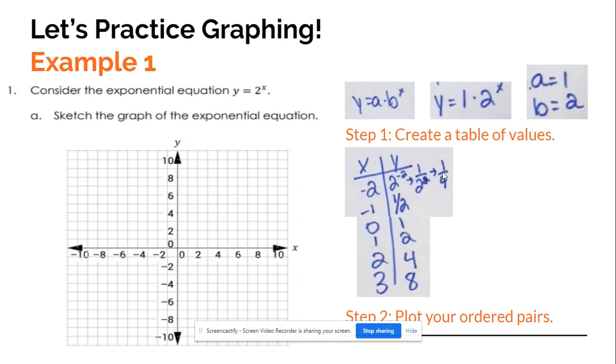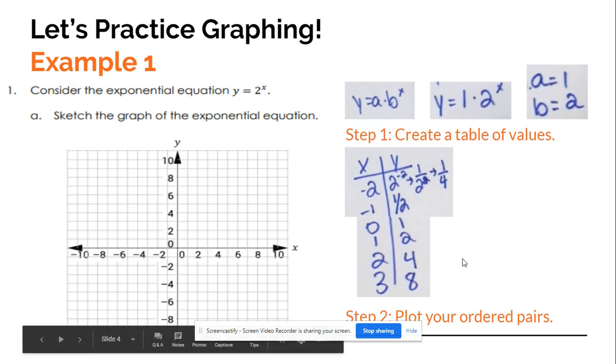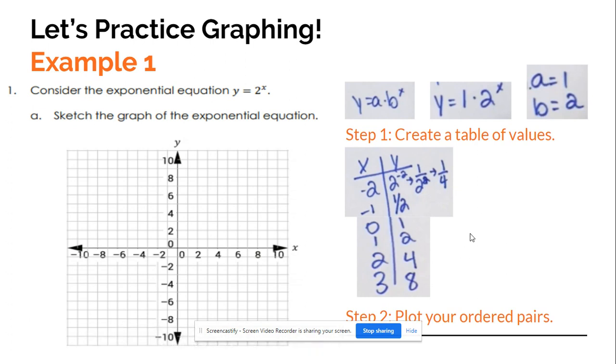So I could take 1/4 times 2, and that gives me 1/2. 1/2 times 2 gives me 1. 1 times 2 is 2. 2 times 2 is 4. 4 times 2 is 8. So you can either substitute and evaluate, or you can look for that pattern and extend it.